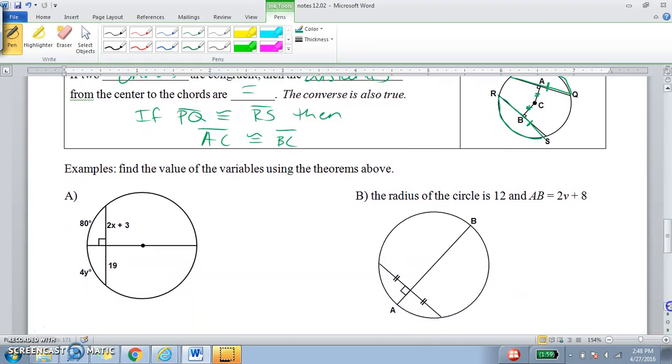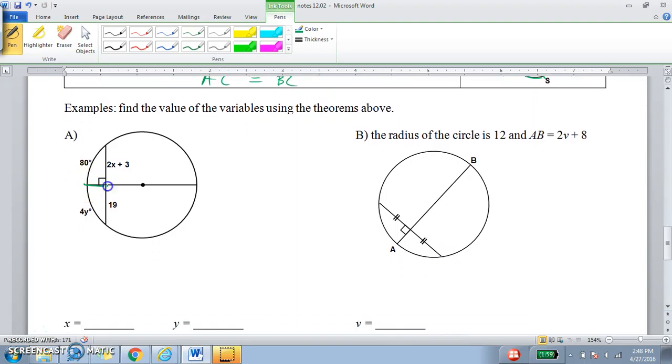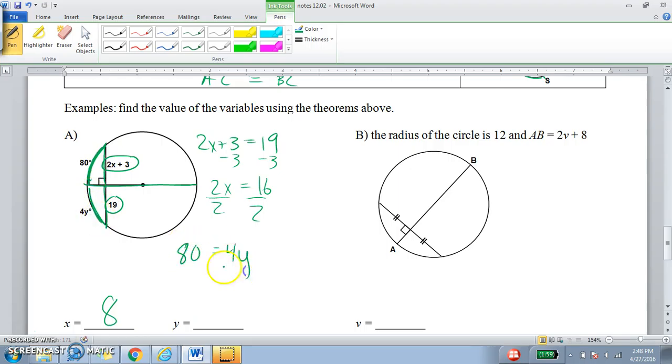All right, so find the value of the variables using the theorems. So we know that this is a diameter. It's going straight across and it's going through the center. So one of the ones we just learned is that it bisects this chord right here. So these two pieces are equal to each other. 2x plus 3 equals 19. Subtract the 3. 2x equals 16. Divide by 2. x equals 8. And then we also know that these two arcs are going to be the same. So 80 would equal 4y. Divide by 4. And we get y equals 20.